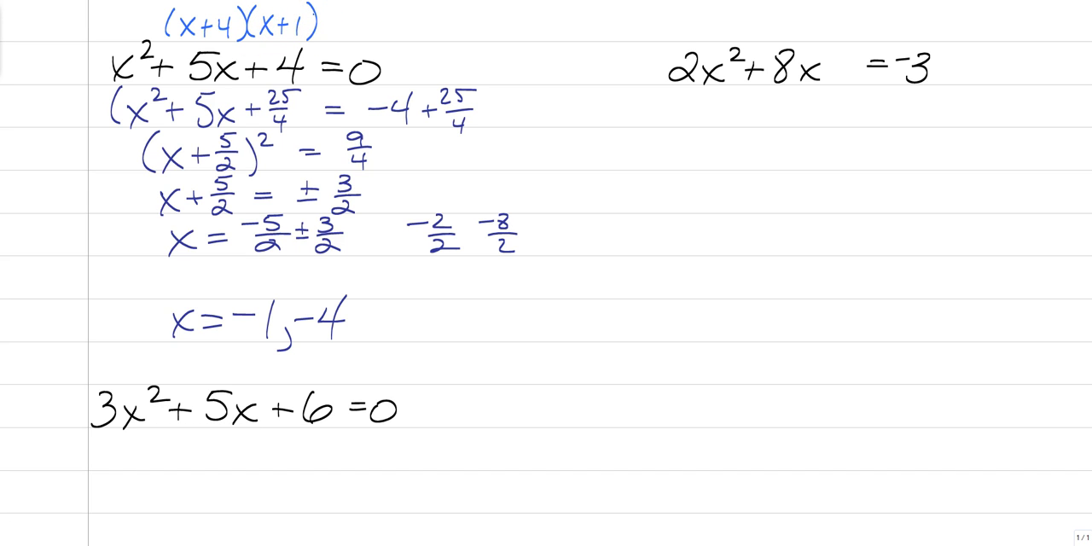And there you go. You would get negative 4 and negative 1 in 2 steps instead of all those nasty steps. But again, you have to remember the purpose of this video is to show you how to complete the square. So the next one.